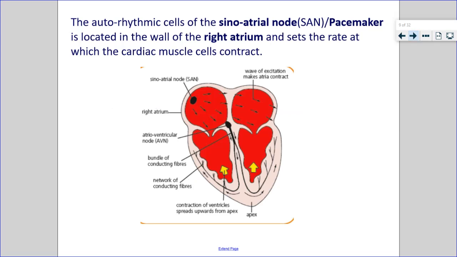So the sinoatrial node, or the SA node, is a section within the heart that beats itself. It's a number of cells in the right atrium of the heart, and it basically sets the rate at which the heart beats, or at which the muscle within the heart contracts.